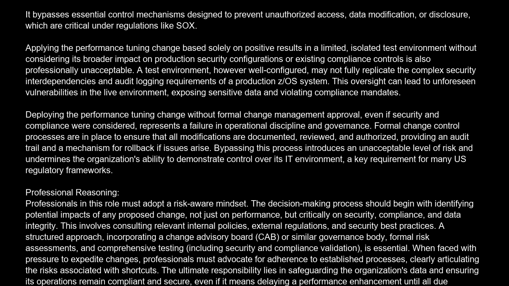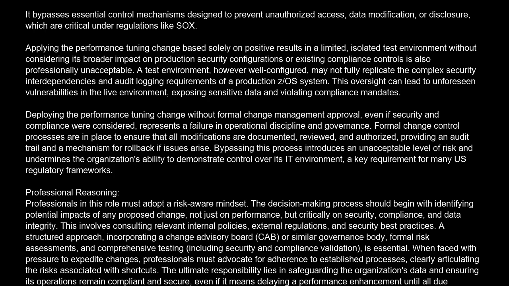mandates. Deploying the performance tuning change without formal change management approval, even if security and compliance were considered, represents a failure in operational discipline and governance. Formal change control processes are in place to ensure that all modifications are documented, reviewed, and authorized, providing an audit trail and a mechanism for rollback if issues arise. Bypassing this process introduces an unacceptable level of risk and undermines the organization's ability to demonstrate control over its IT environment, a key requirement for many U.S.